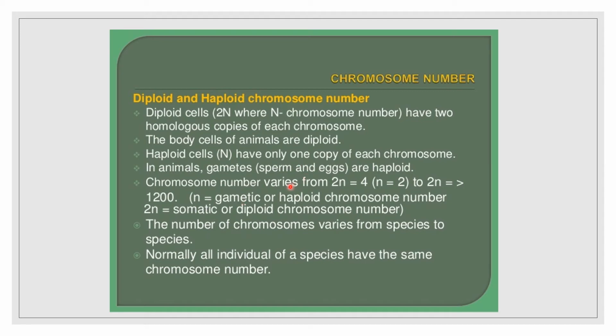As you all know, there are two types: one is mitosis, the other is meiosis. Mitosis cell division gives rise to diploid chromosomes, whereas meiosis results in haploid chromosomes. The number of chromosomes varies from species to species, but all individuals of a species have the same chromosome number.